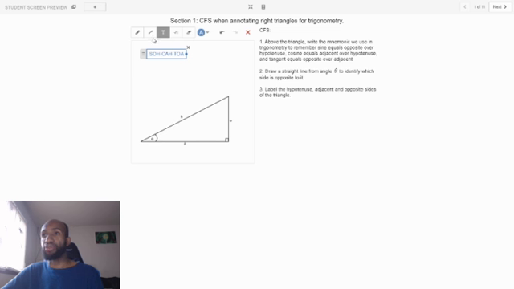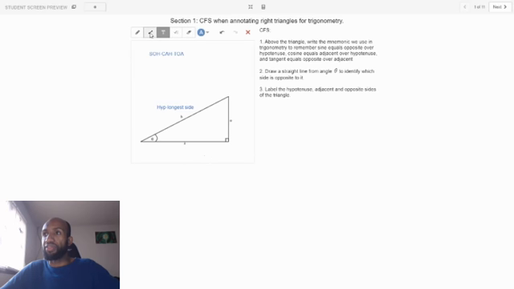Now, the first one you should put in is hypotenuse, which is side H here. Hypotenuse, I'll just abbreviate it as HYP, is the longest side. Okay, longest side, or side H, is hypotenuse.